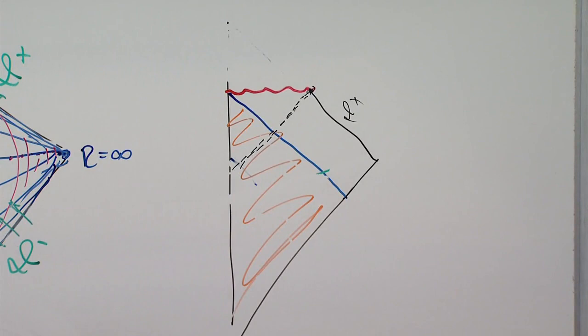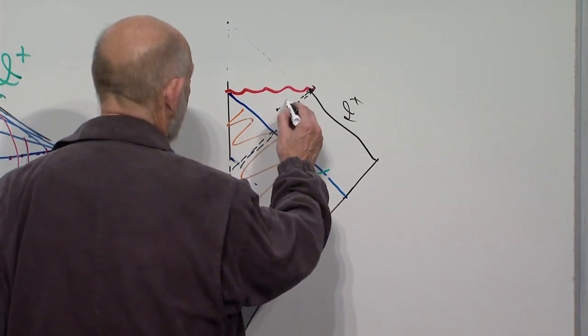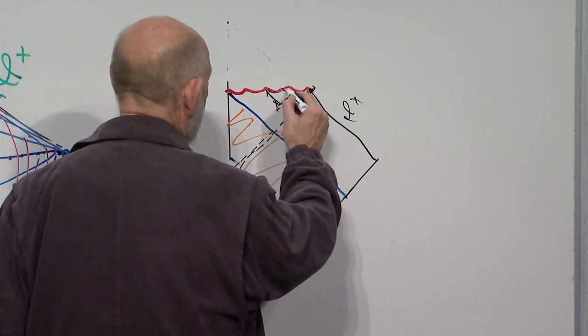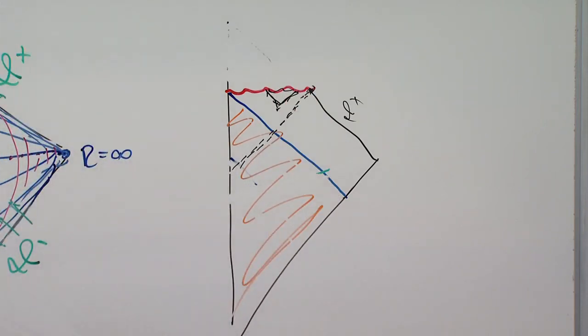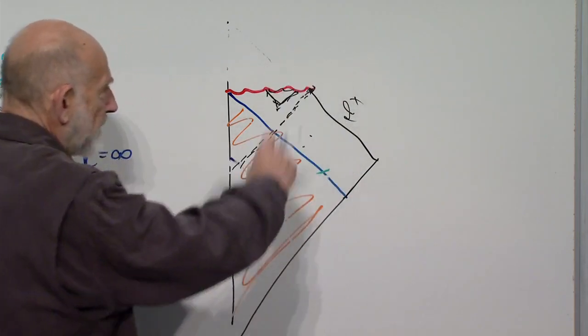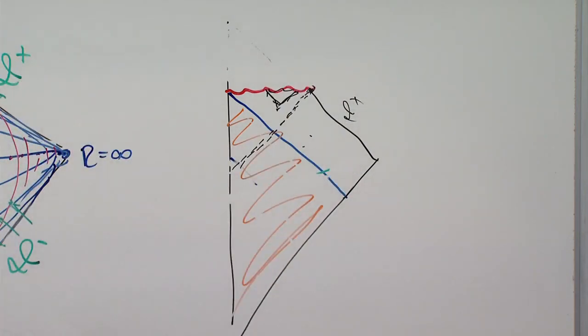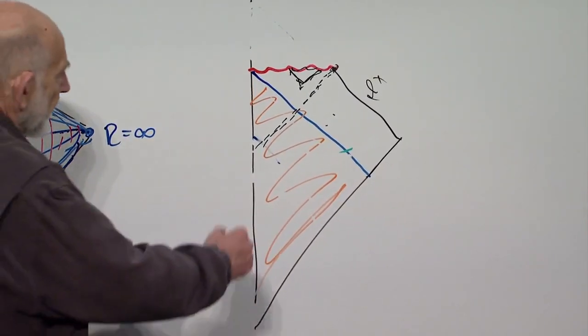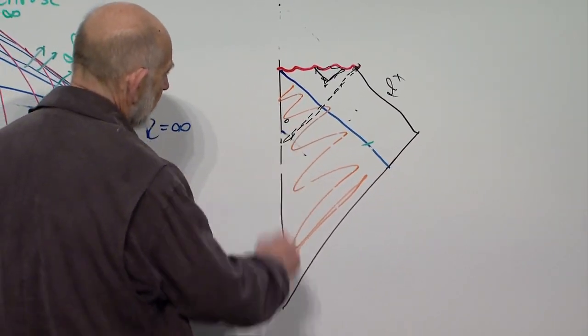It's not a place where anybody gets hurt if they fall through it. It's just a place where if you do fall through it, you cannot escape from the singularity. You will hit the singularity. If you're on the outside of it, here, you can get away. You can escape to Scri plus, for example. But notice something very, very curious. Even over here, you're doomed.